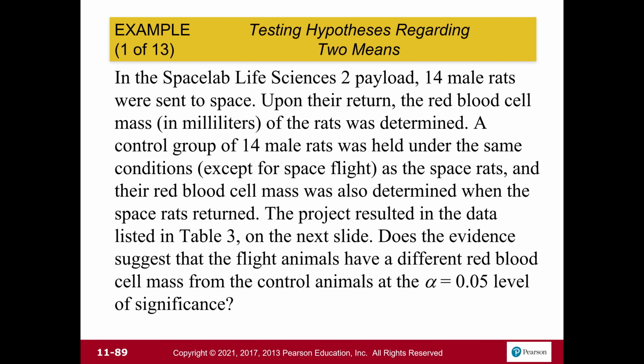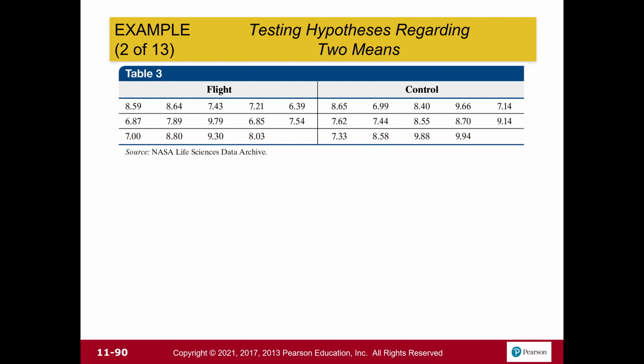Does the evidence suggest that the flight animals have a different red blood cell mass from the control animals at the alpha of 0.05 level of significance? Okay, so we could probably look at it and see from eyeballing it and say, oh, there is a difference. That's just not enough. That's not going to hold up. We have to conduct a test to determine so.